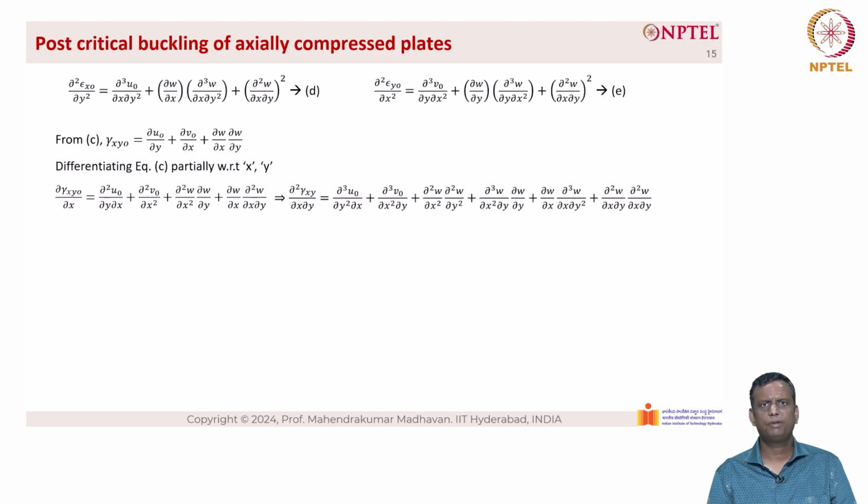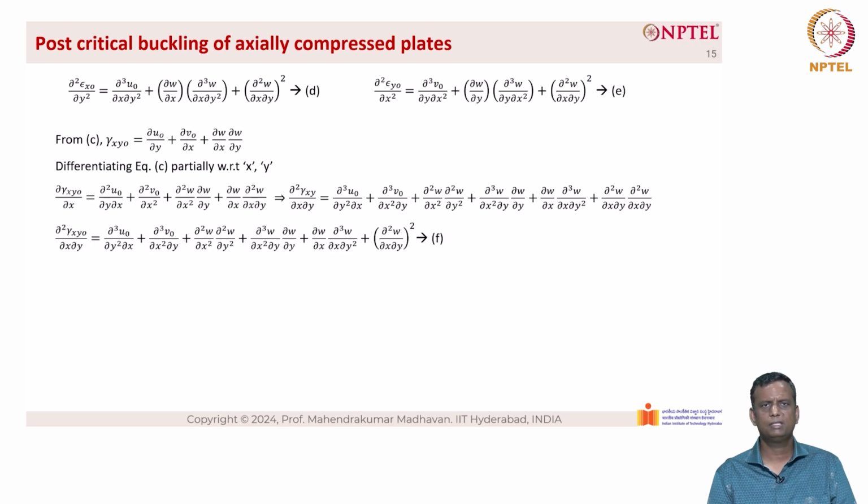So when we again differentiate it with respect to y this time, ∂²γxy⁰/∂x∂y equal to ∂³u⁰/∂y²∂x plus ∂³v⁰/∂x²∂y plus ∂²w/∂x², which is kept constant. The next term ∂w/∂x is differentiated as ∂²w/∂y², plus ∂³w/∂x²∂y into ∂w/∂y plus ∂w/∂x into ∂³w/∂x∂y² plus ∂²w/∂x∂y into ∂²w/∂x∂y.